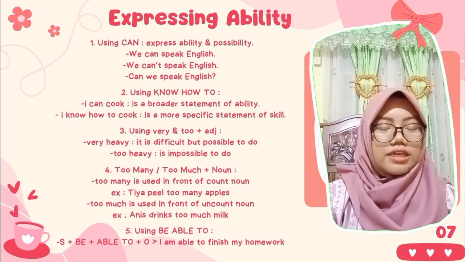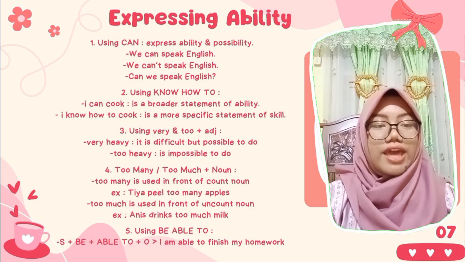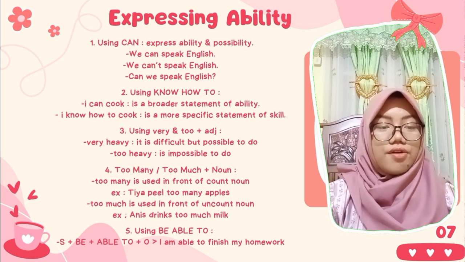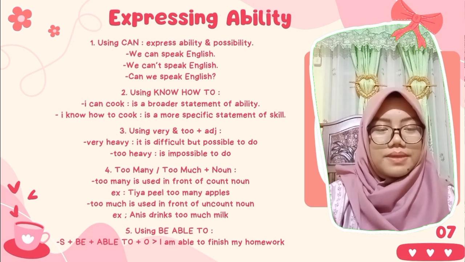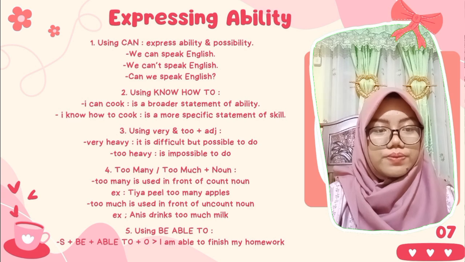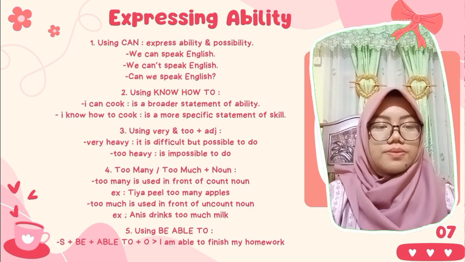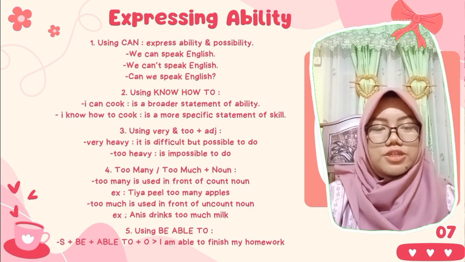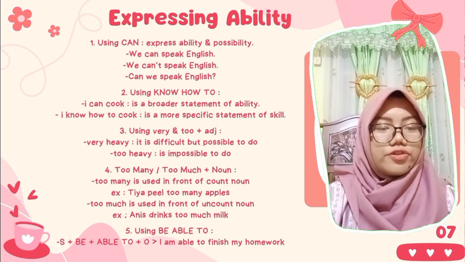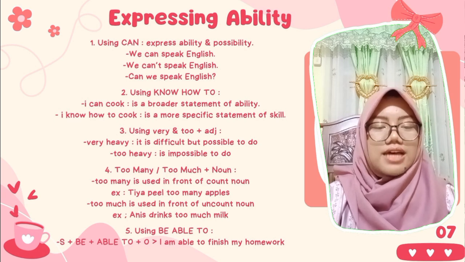And the third is about using very and too plus adjective. Like very happy, too happy. Very happy means it's difficult but possible to do. But too happy means it is impossible to do. And there is too many or too much plus noun. Too many is used for countable nouns and too much is used for uncountable nouns. Tia peeled too many apples. Anis drinks too much milk. Apple is countable. Milk is uncountable.